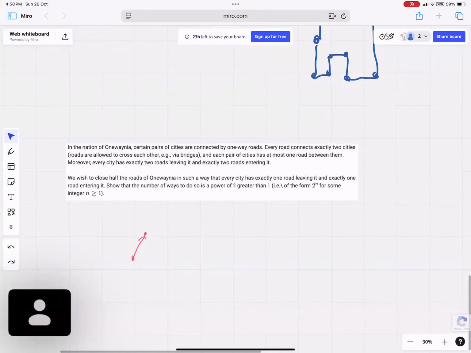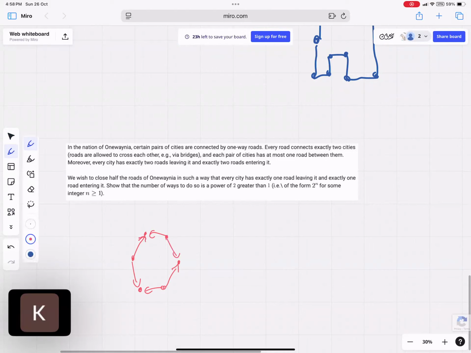No, I can construct a counterexample. But each city should have one road leaving and one road entering. Exactly one road leaving it and exactly one road entering it, right? The chosen graph, I mean. Yeah, the chosen graph. And the chosen graph is a union of cycles.